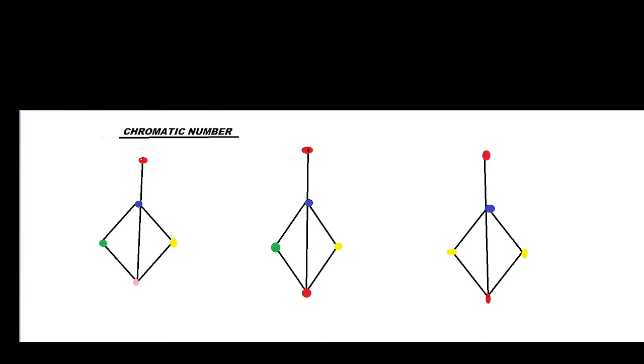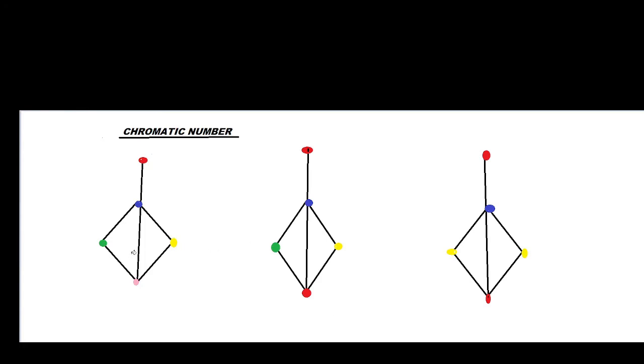Let us discuss the chromatic number of a graph. Now, what is meant by the chromatic number? Painting all the vertices of a graph with colors such that no two adjacent vertices have the same color is called the proper coloring or coloring of a graph. A graph in which every vertex has been assigned a color according to proper coloring is called a properly colored graph.